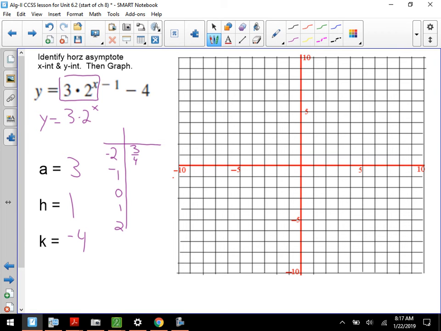2 to the -1 is a half. So it's 3/2. Always go parent function, because then you shift out of that. It's the easiest way to do it. Otherwise, you start worrying about all these order of operations. It just gets to be too messy. It's not worth your time.